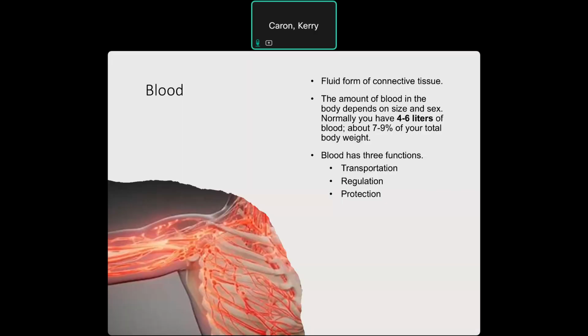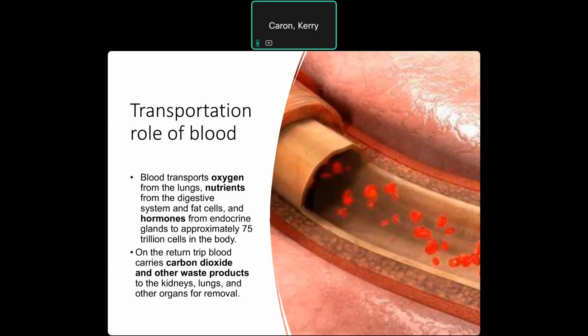Okay, blood, remember, is connective tissue. And the amount of blood that we have in the body depends on your size, depends on your sex. But normally we have between 4 and 6 liters of blood. And that's about 8% of your total body weight. Blood has 3 important functions: transportation, usually oxygen, carbon dioxide, regulation, pH, temperature, all those things, and protection with our white blood cells.